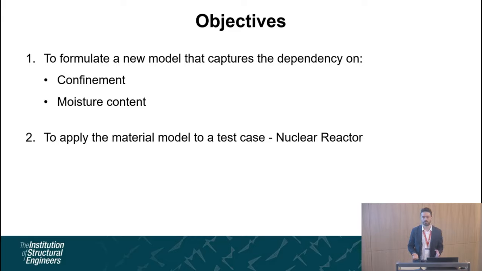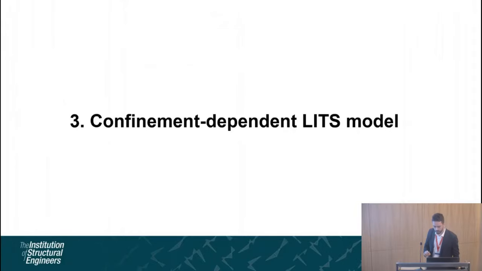So with this in mind, the objectives of my research were, first of all, to formulate a new concrete material model for high temperature that captures these effects, so the effects of moisture content and confinement of the stress state on the high temperature behavior of concrete, and then to apply this new concrete material model to a test case. In my case, I've applied it to the assessment of a nuclear reactor subjected to accidental conditions.